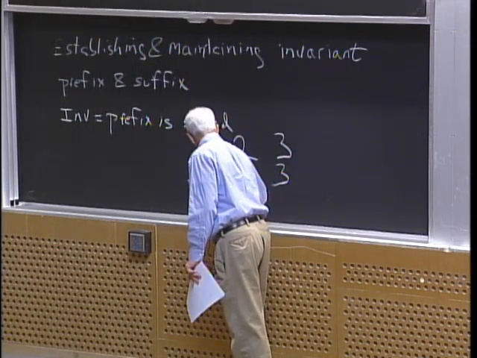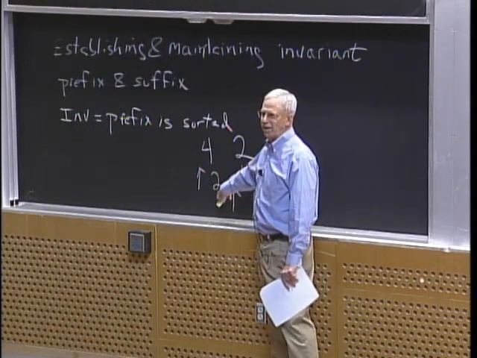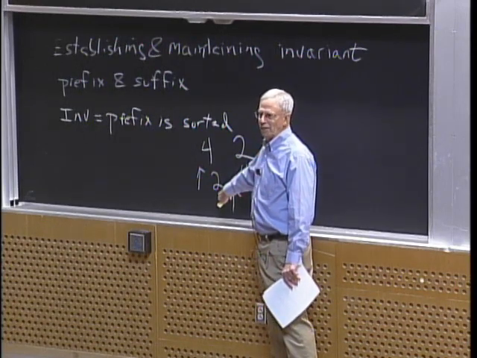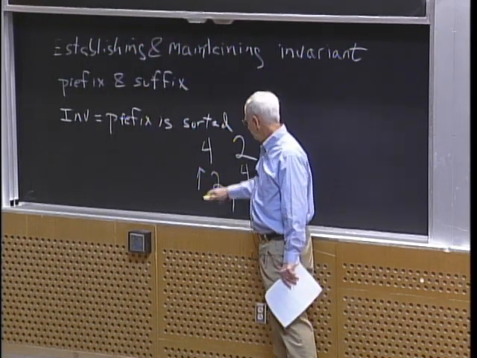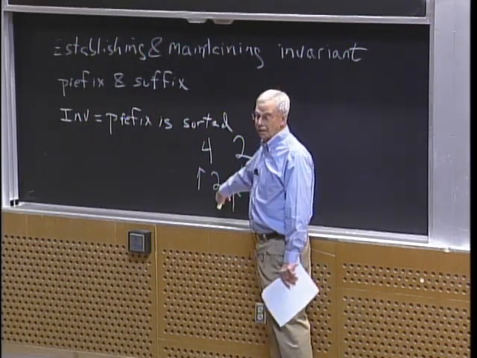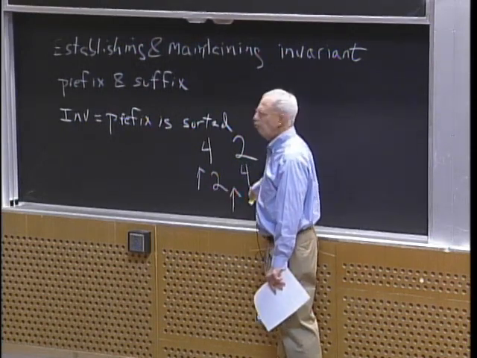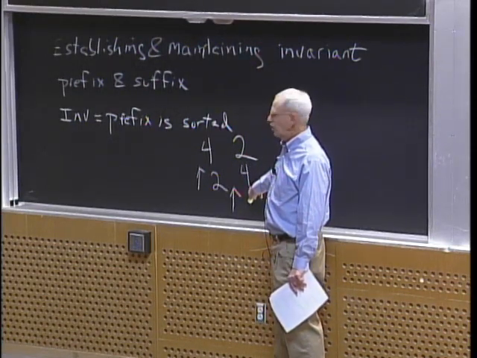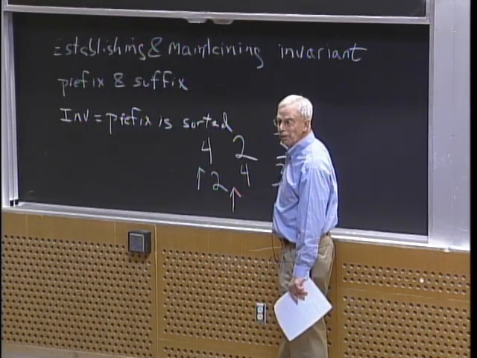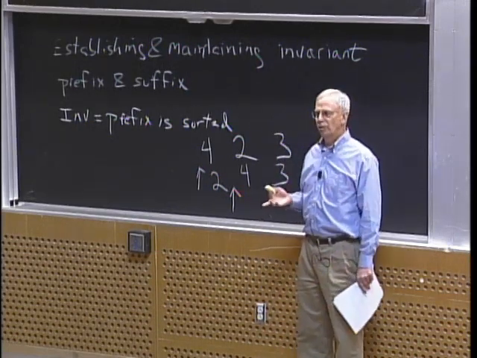I'll now point here. My invariant is true. The prefix contains only one element, so it is in ascending order. And I've increased its size by 1. I don't have to look at this element again, because I know by construction that's the smallest. So now I move here, and I look for the smallest element in the suffix, which will be 3. I swap 3 and 4, and then I'm going to be done.